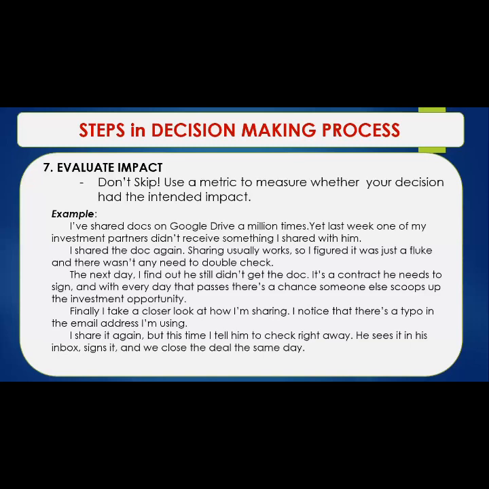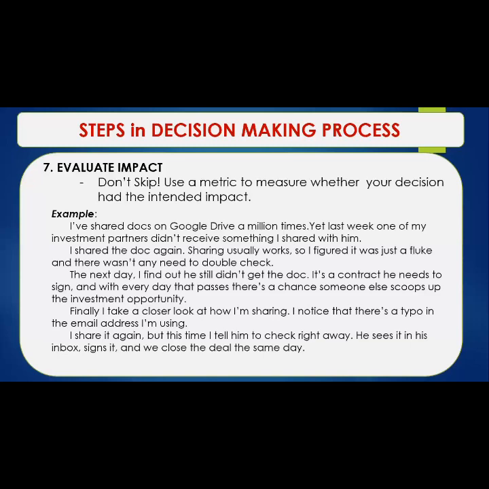Instead, we should plan ahead and think how we'll evaluate whether the problem was solved. So, just in case you will be sending an important document to someone, might be your client or your investment partner, make sure as well that you are using the correct email address to avoid any problems in the future, okay? So these are the 7 steps in the decision making process.